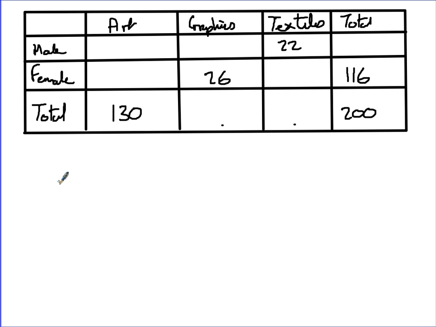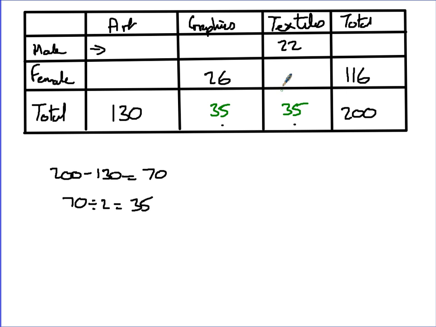So the first thing you need to do is work out how many male students study art, so that's what we're looking to find there. You know that these two will add up to 70 because 200 in total, so if you take off the art then that's 70. So if you half your 70, that will tell you exactly how many study graphics and textiles. So I'll change the colour here so that it shows that we're actually adding values in from calculations. So textiles here, well that'll be 13.